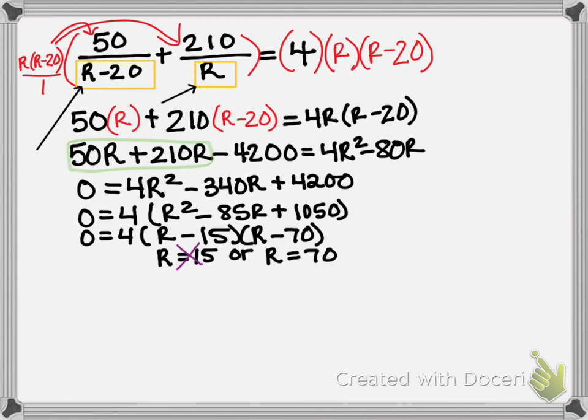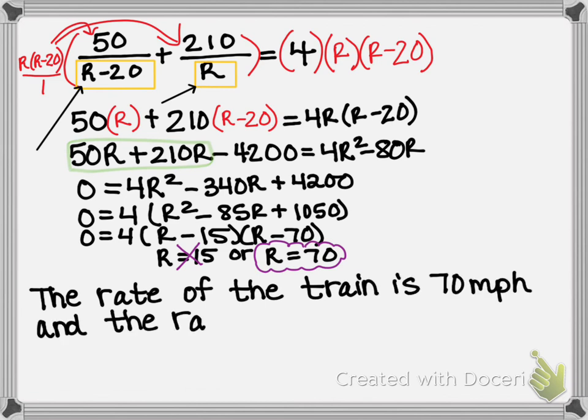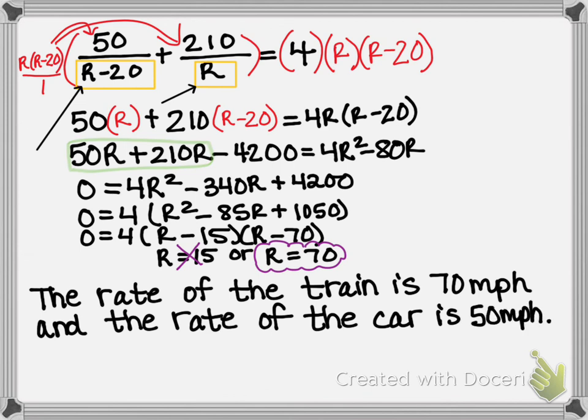So we're going to get rid of the solution r equals 15, and we're going to use the solution r equals 70. So remember, plain old r was the rate of the train, which is 70. So the rate of the train is 70 miles per hour. So then when we subtract 20 miles per hour, the rate of the car is 50. So there's our two answers. The train traveled at 70 miles an hour and the car traveled at 50 miles per hour.